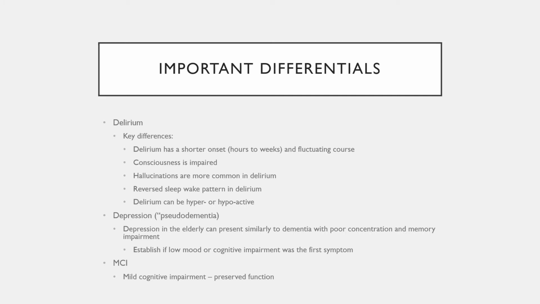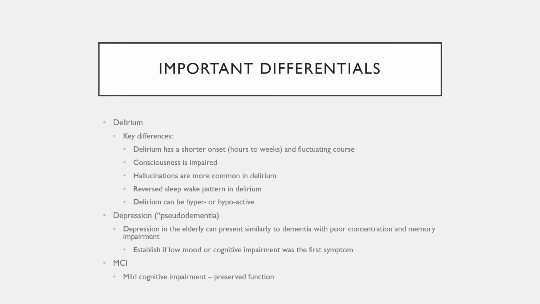In delirium you get impairment of consciousness, unlike dementia where that's not impaired, and hallucinations are much more common in delirium. Also in delirium you get a reverse sleep-wake pattern, and just be aware that in delirium you can get hyper and hypoactive forms, so don't be thrown by that.